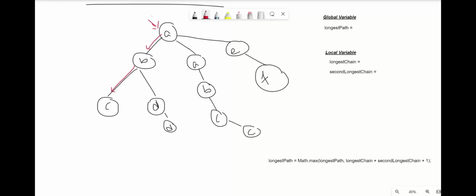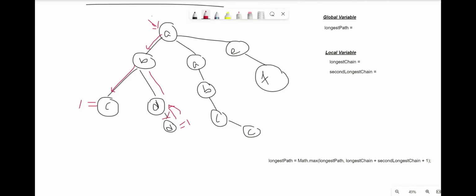And C, since it does not have any child, will have a value 1. And then it goes to its other child, that is D. Now since C has a value 1, it traverses to its right child, D, and D has another child D, and this returns 1, right?